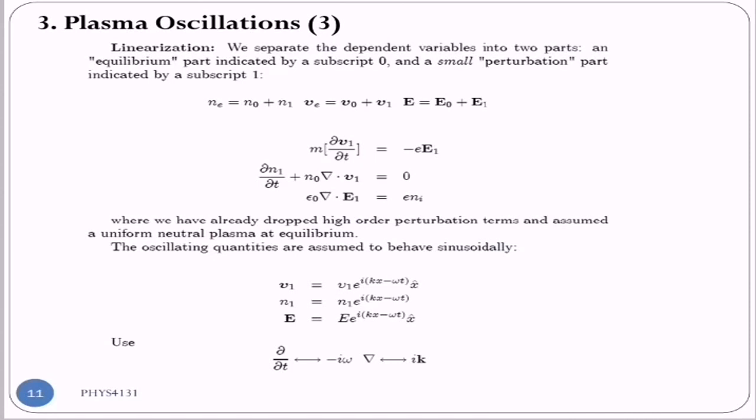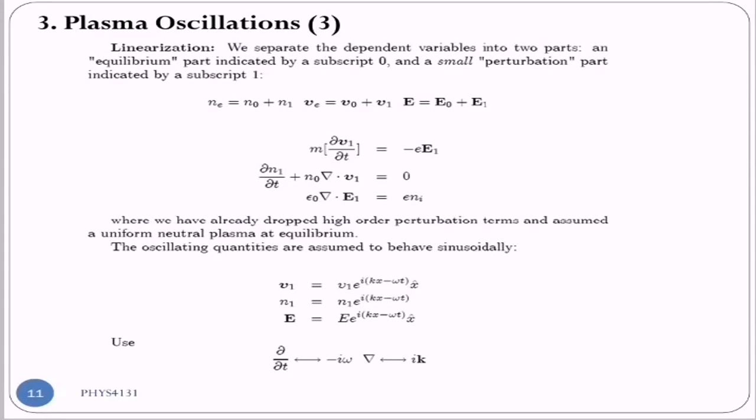The oscillating quantities are assumed to behave sinusoidally. Therefore, the expression for v_1 will be equal to v_1 exponential to power i(kx - omega t) x hat. n_1 will be equal to n_1 exponential to power i(kx - omega t). Electric field E will be equal to E_1 exponential to power i(kx - omega t) x hat.